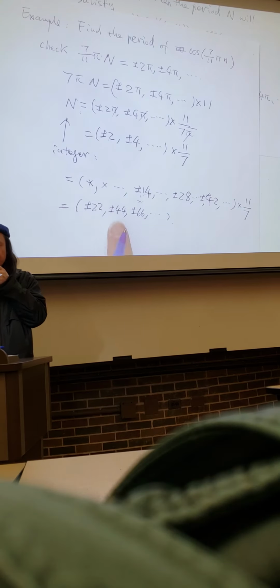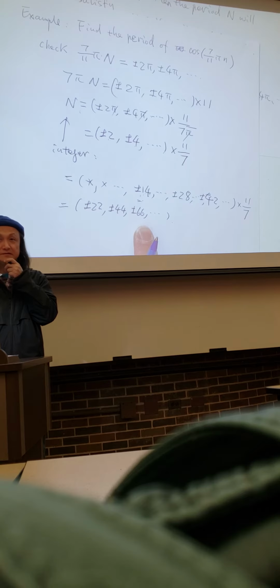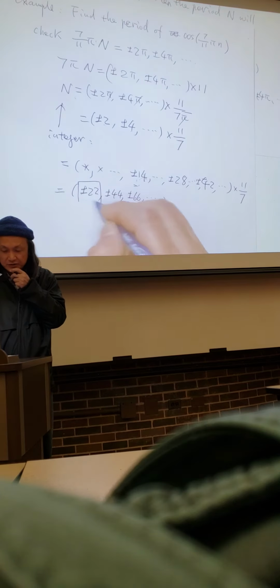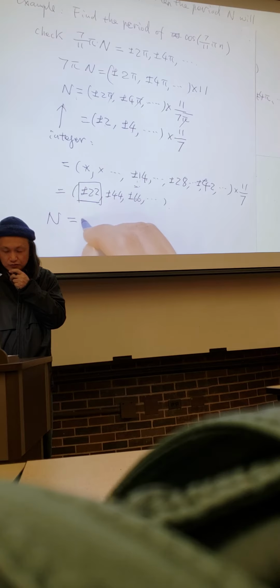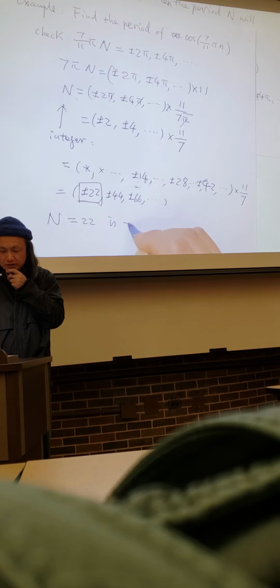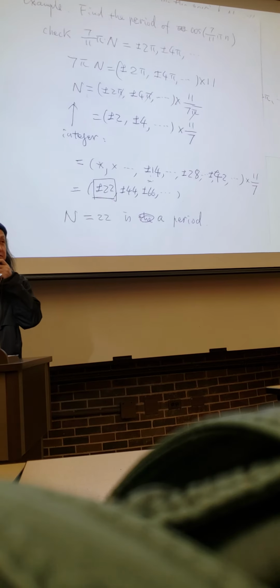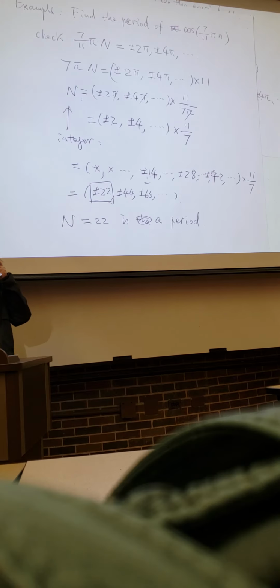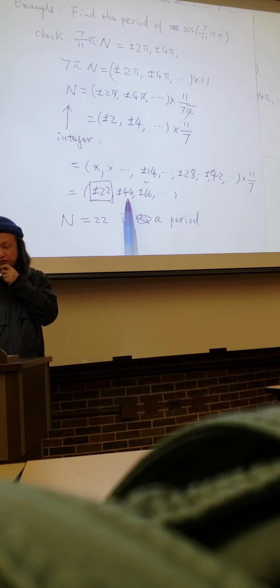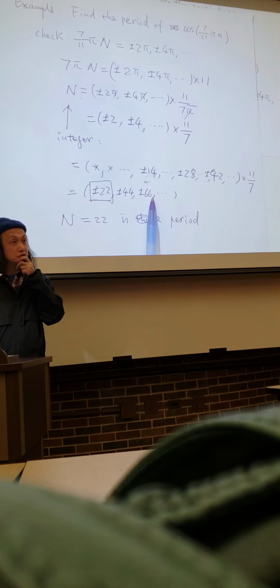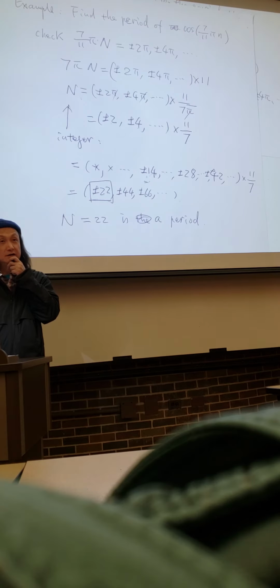Okay, all of these are periods. Basically, n equal to 22 is one of the periods. We know the double is still a period, right? So here, 22 is a period, 44 is also a period, 6 is also a period. We have all periods.